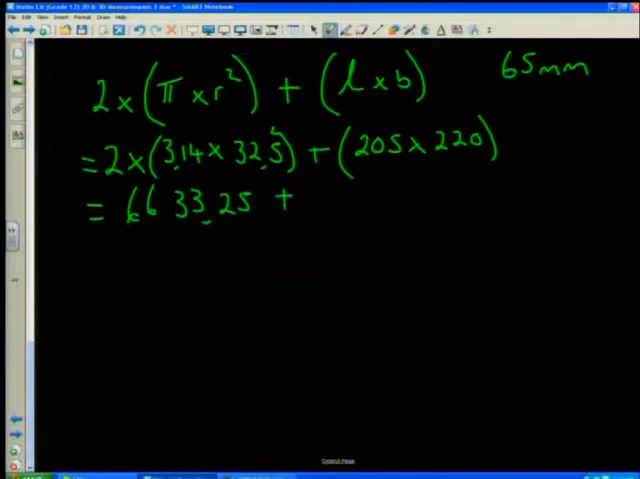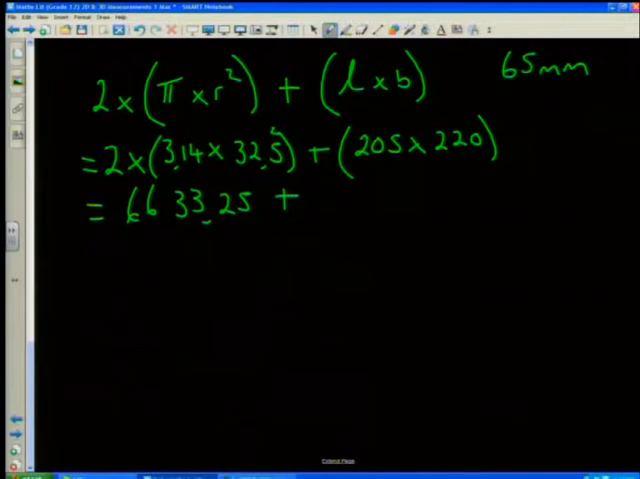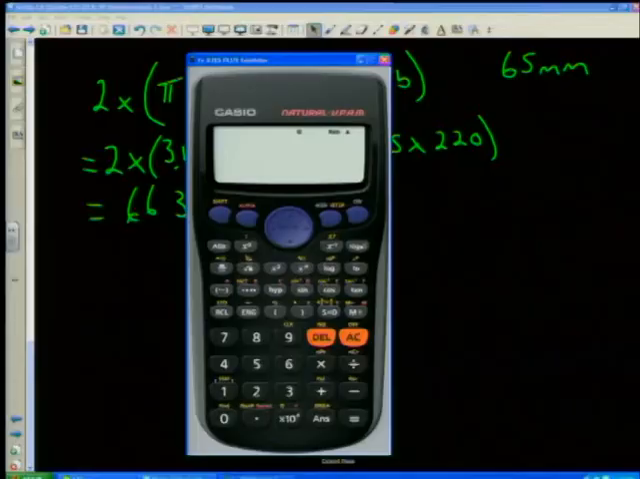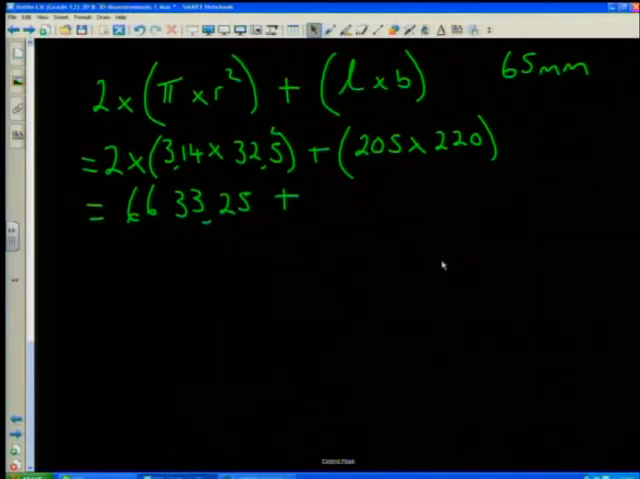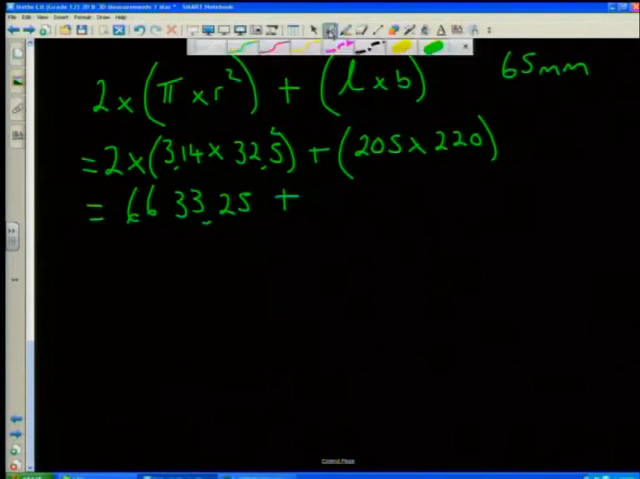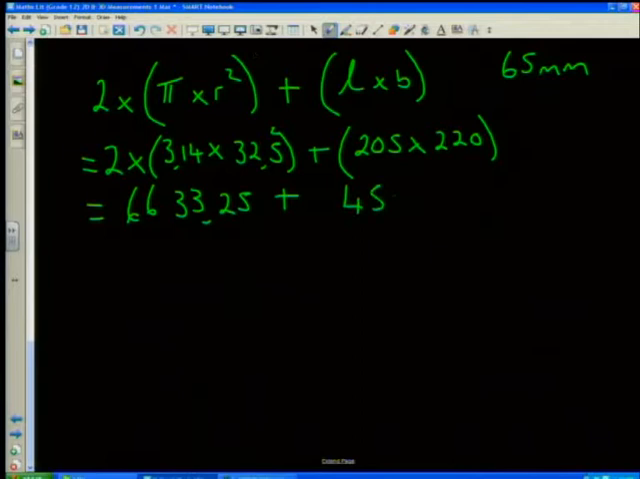6,633.25 plus, now let's work out that rectangular part of it. We're going to say 205 millimeters multiplied by 220 millimeters, and we get an answer of 45,100. Okay, so 45,100 what? Millimeters squared.